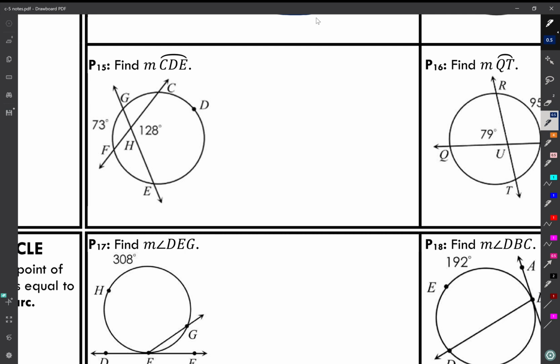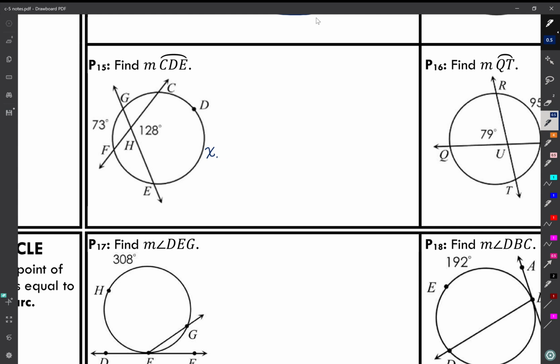Now, number 15. The first two we just found the measure of angles in here. Now we'll be finding the measure of arcs in the next two. Find the measure of arc CDE. Okay, that's right here. I don't know it, so I'm going to call it X. Now I can plug into my formula. I have the angle from the inside, and then I have the other intercepted arc. So we'll plug into our formula.